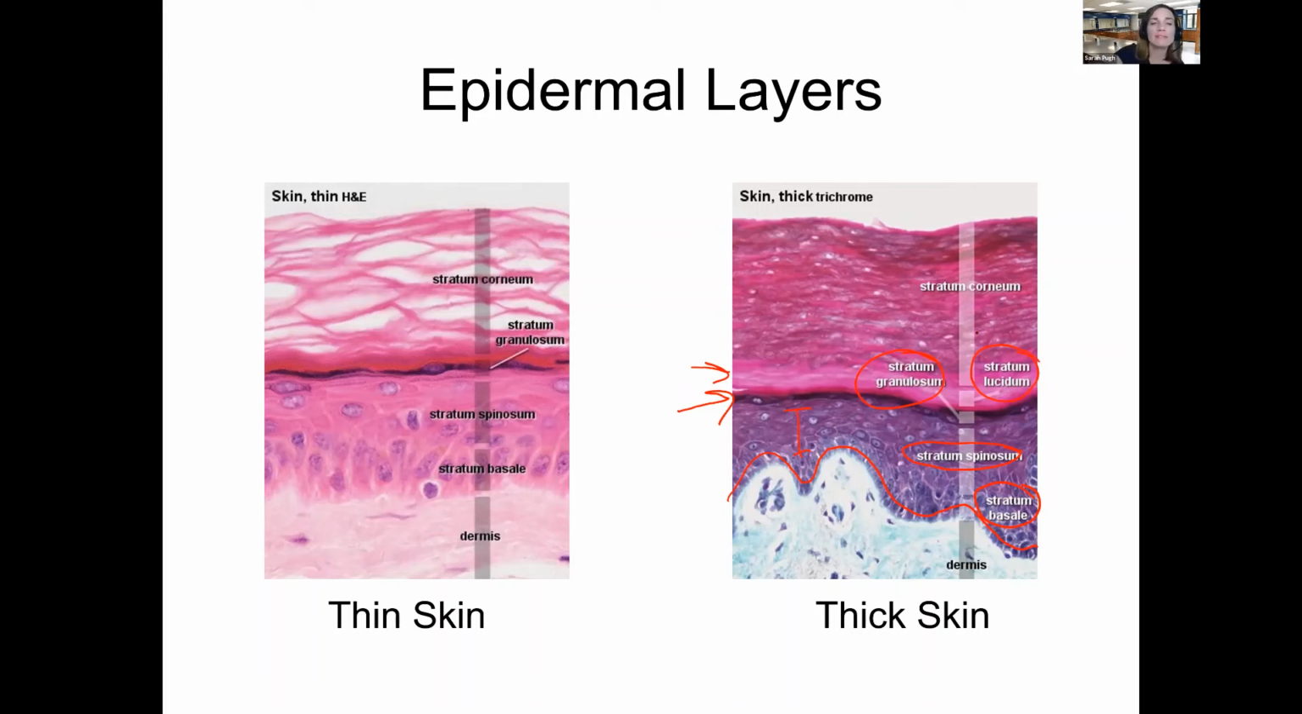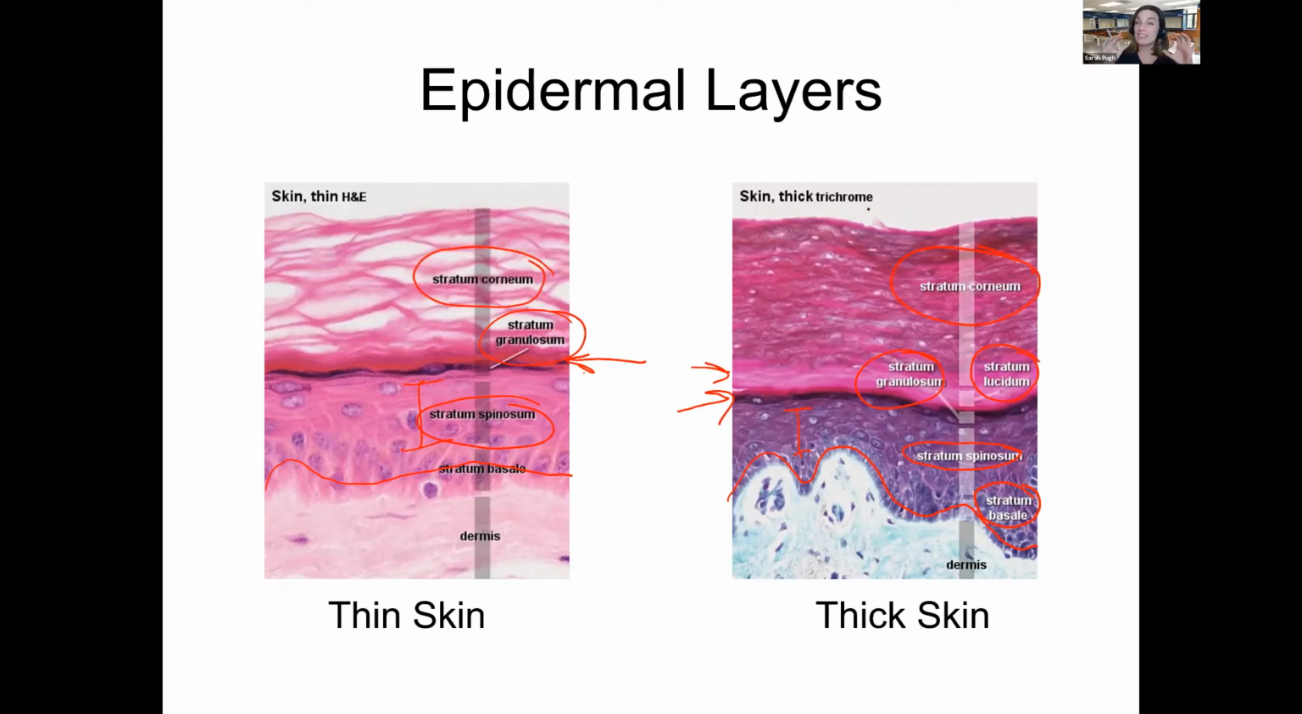If we look at the left, we still see the same layers. Stratum basale. All of this is the stratum spinosum. Again, this dark band is the granulosum. The dark band is always the granulosum. And then the last layer, at the very, very top, that I have not talked about yet, you can see on both of these, is the stratum corneum.